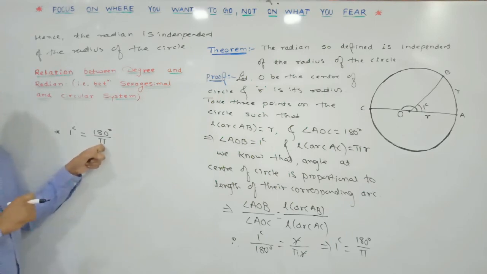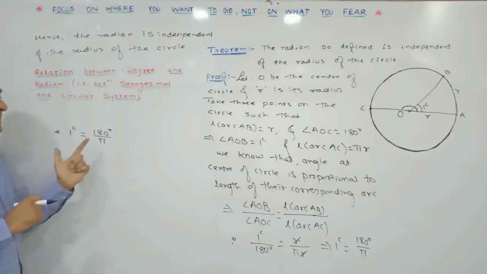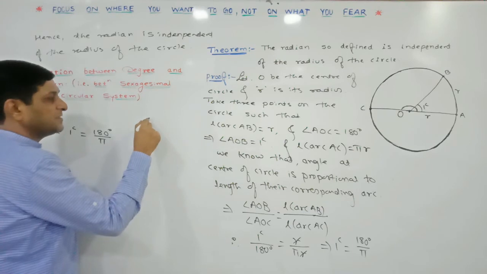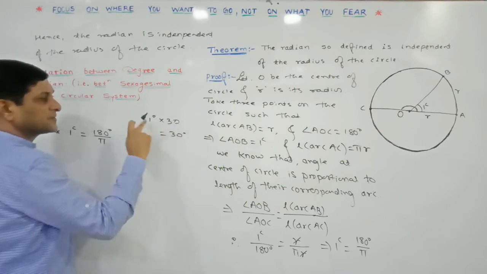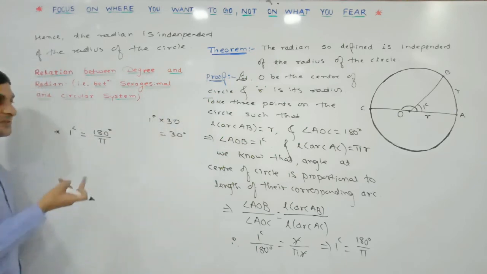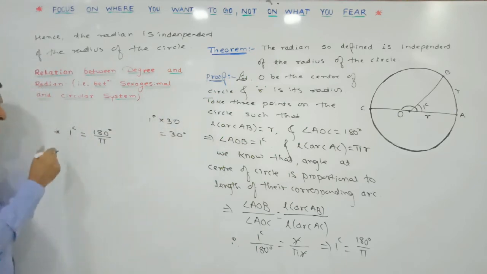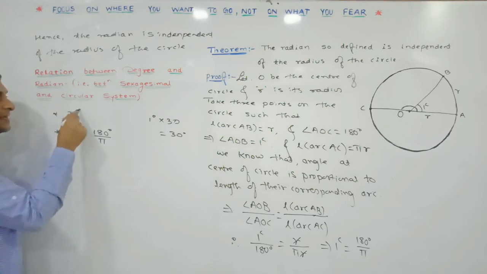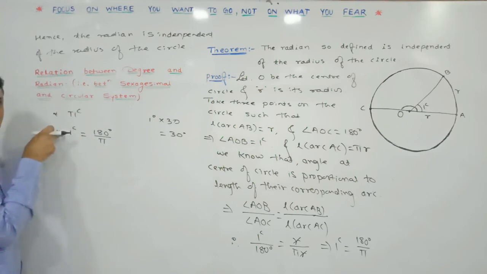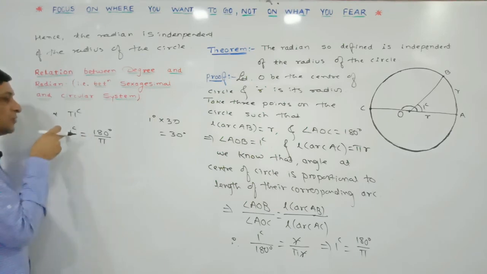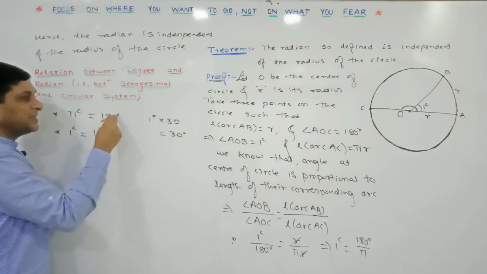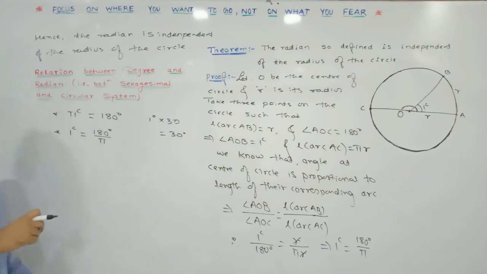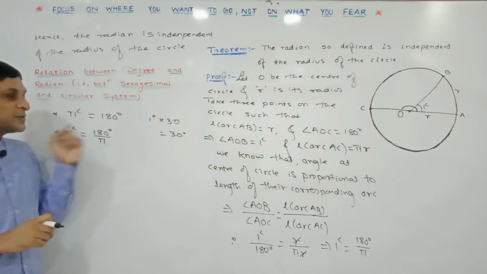Pi is divided on this side. On this side, pi will get multiplied with 1 radian. So we know that 1 degree into 30 will be equal to 30 degrees. In the same way, pi into 1 radian will be equal to pi radian. Pi on this side gets multiplied with 1 radian, so pi into 1 radian will be pi radian. And on this side, the remaining part is 180 degrees. So we have got one very important condition, that pi radian is equal to 180 degrees.